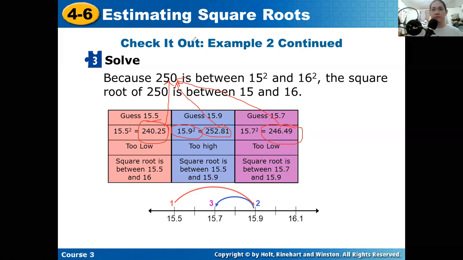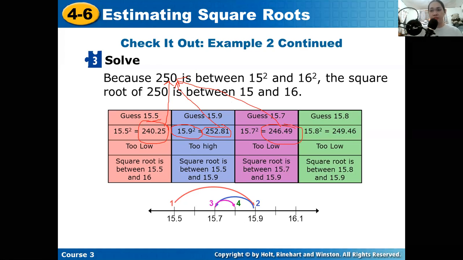So now let's try to compare another. Instead of 15.9, let's try to use 15.8 because we used already the 15.9. As you can see, when you square 15.8, that gives you 249.64, right? Which is, of course, closer to 250. But it's lower than 250, but it's almost close to it. So, what's now your conclusion?